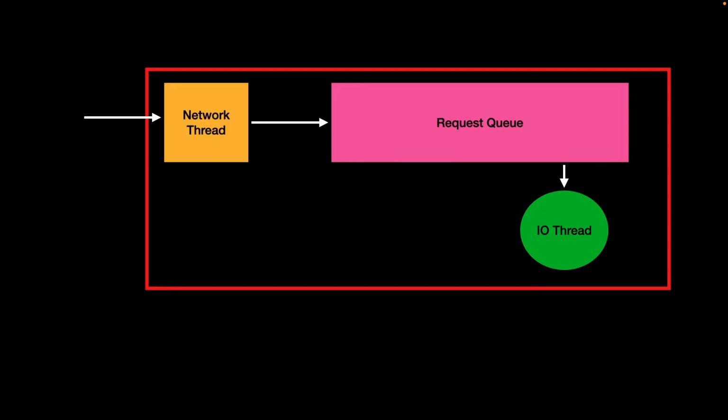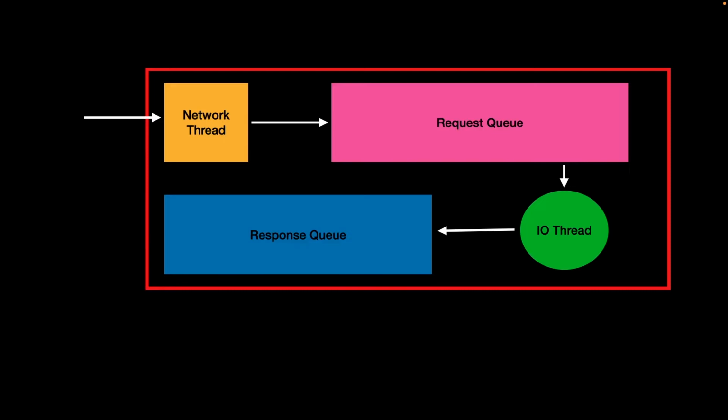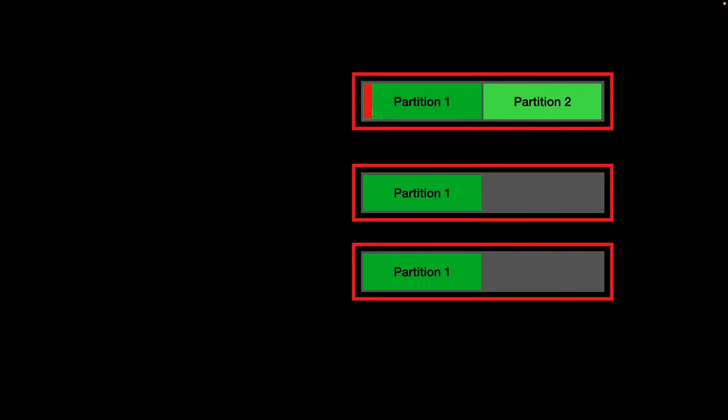Once the task of the IO thread is done, the information is moved to the response queue. This queue holds all the information that is sent back to the client. And after the response queue, the information will flow through the network thread again, and after that it will be sent back to the client. So now let's move to the producer.